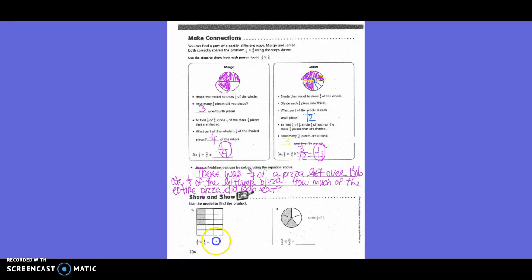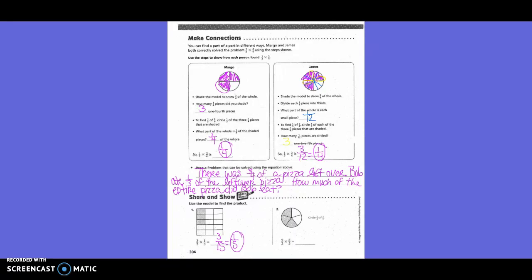15. How many are colored in? 3. And then we have to write that in simplest form. So what is 3/15 in simplest form? 1/5.